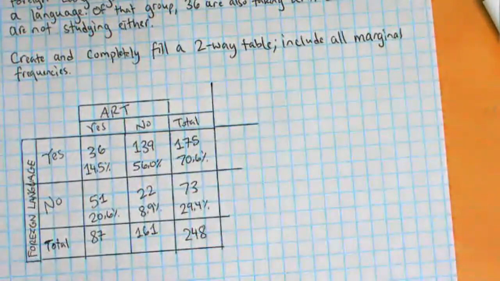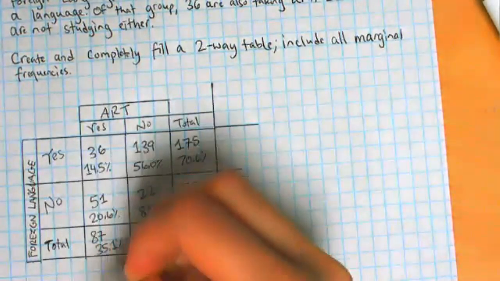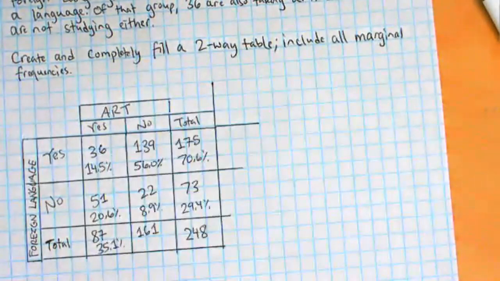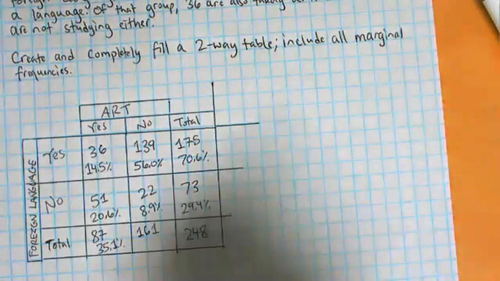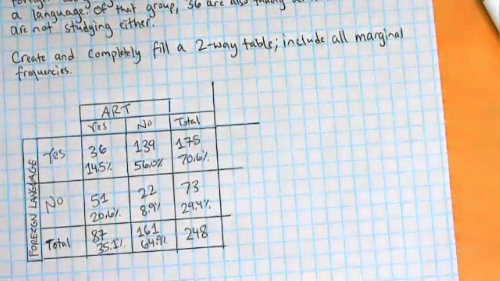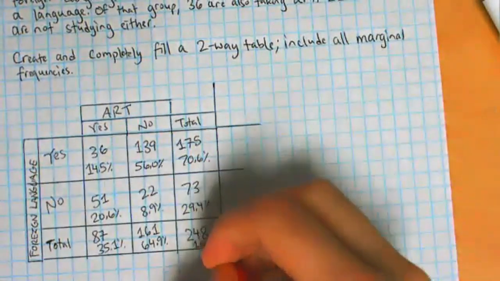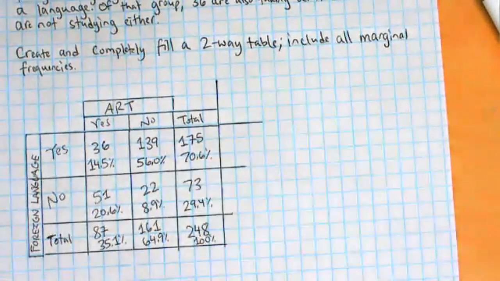All right, now as for students who are taking art, we have 87 divided by 248, which comes out to 35.1%. And then for the 161 who are not taking art, we have 161 divided by 248, which of course ends up equaling 64.9%. And the only other one I would add in, which is kind of trivial, is just to say that in our total of totals, over here we have 100%.